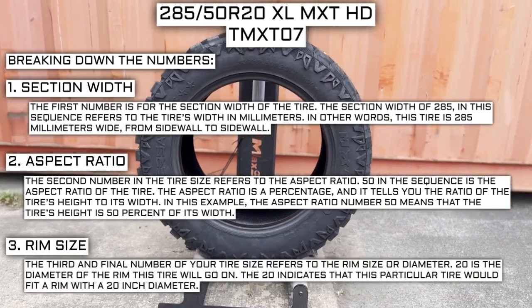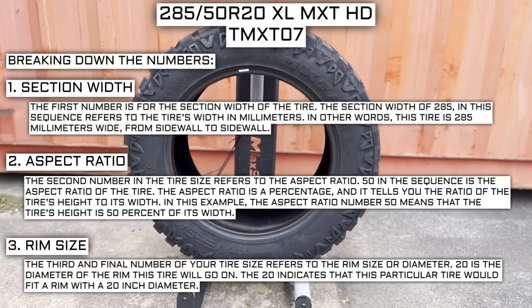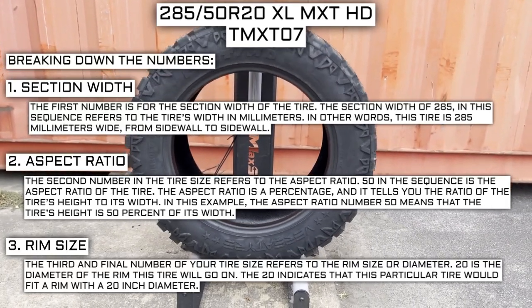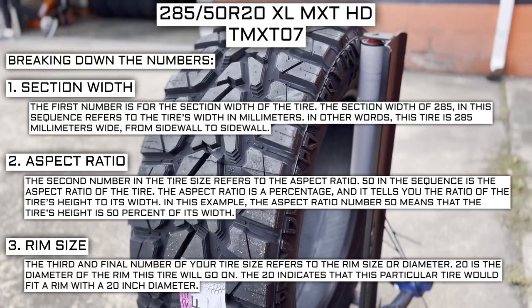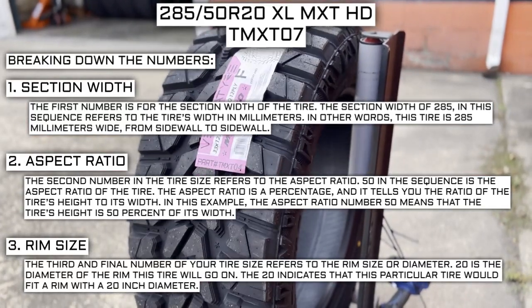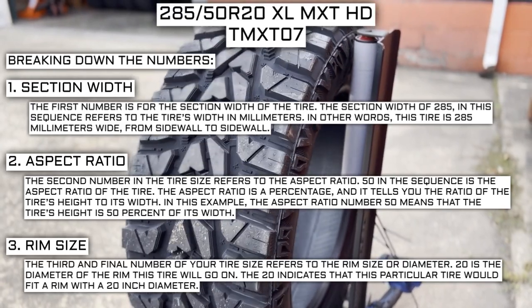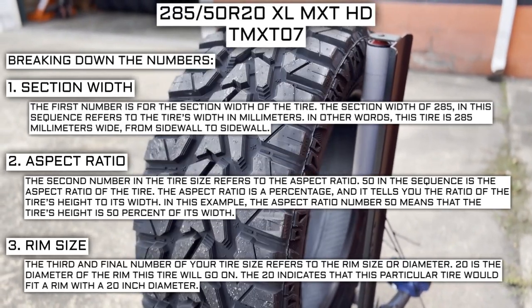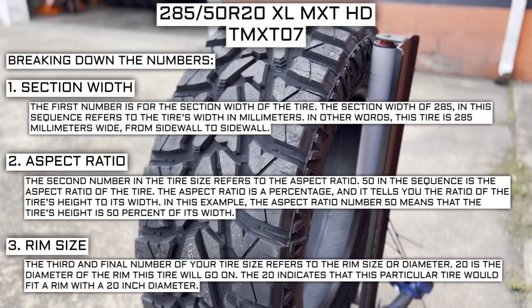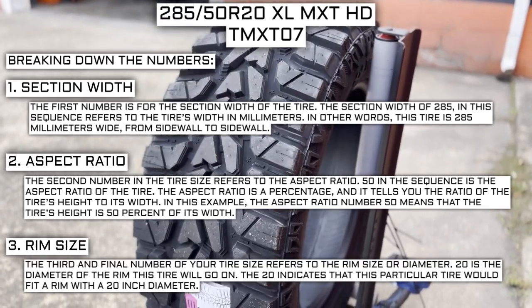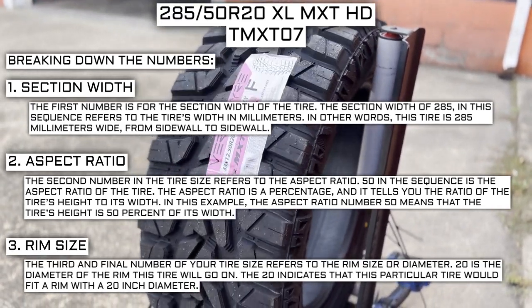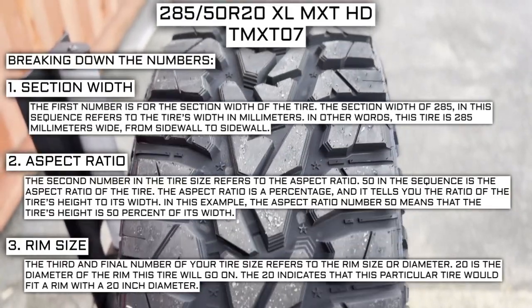The third and final number of your tire size refers to the rim size or diameter. 20 is the diameter of the rim this tire will go on. The rim size of 20 in this scenario indicates that this particular tire would fit a rim with a 20-inch diameter. Keep in mind, this number is not negotiable. Unlike the first two numbers, you can't upsize or downsize this part. The only time this number will be different is if you are actually changing the size of your rim.